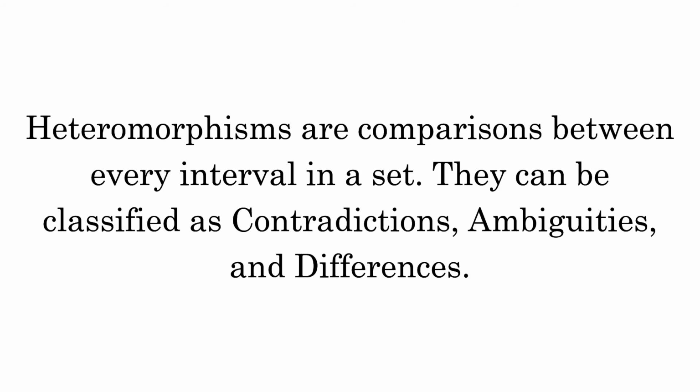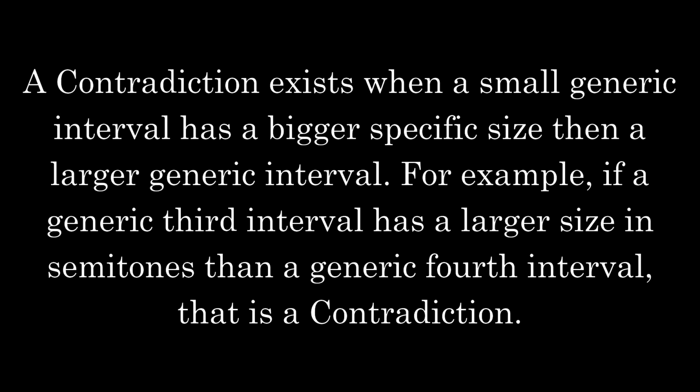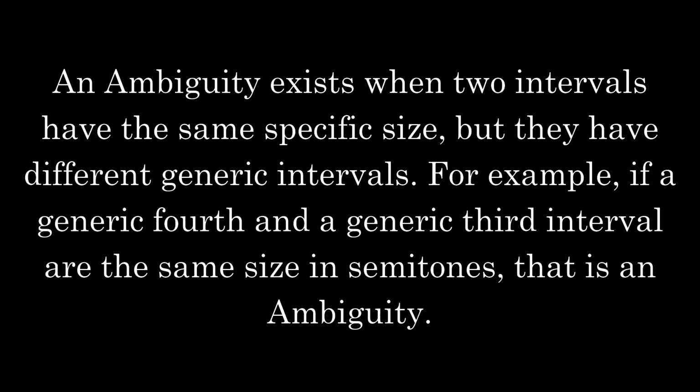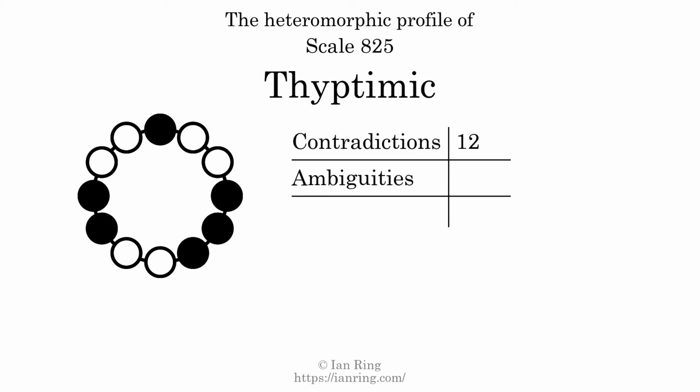They can be classified as contradictions, ambiguities, and differences. A contradiction exists when a small generic interval has a bigger specific size than a larger generic interval. For example, if a generic third interval has a larger size in semitones than a generic fourth interval, that is a contradiction. The number of contradictions in this scale is 12. An ambiguity exists when 2 intervals have the same specific size, but they have different generic intervals. For example, if a generic fourth and a generic third interval are the same size in semitones, that is an ambiguity. The number of ambiguities in this scale is 1.